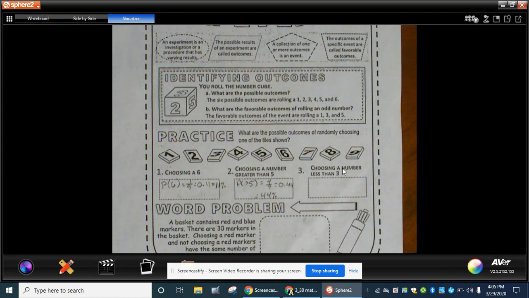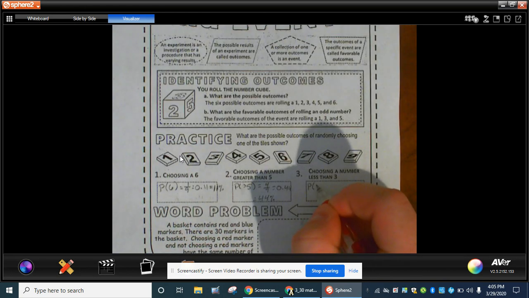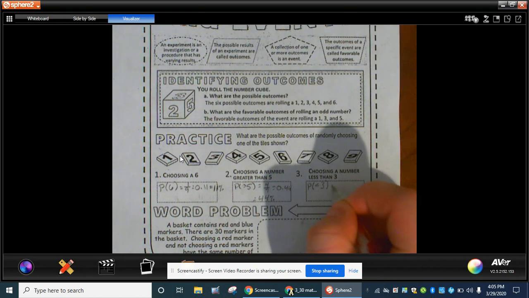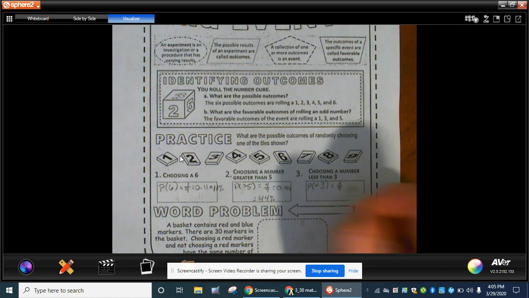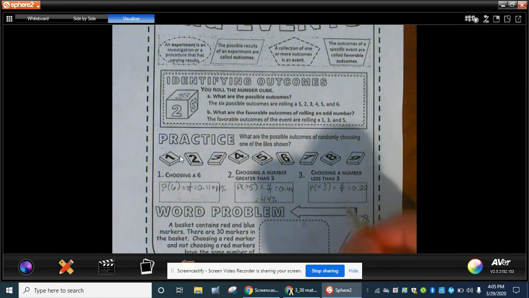Number 3, choosing a number that is less than 3, not less than or equal to, but just less than. So it's not including 3. Well, there are two numbers that are less than 3, 1 and 2. So the probability of choosing a number less than 3 would be 2 out of 9, or as a decimal 0.22, or as a percent, it would be 22%.